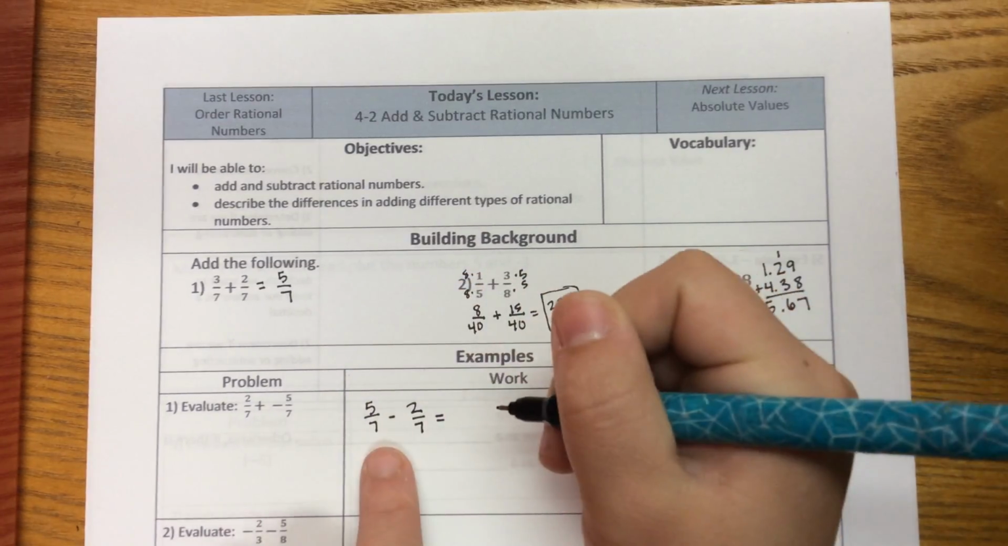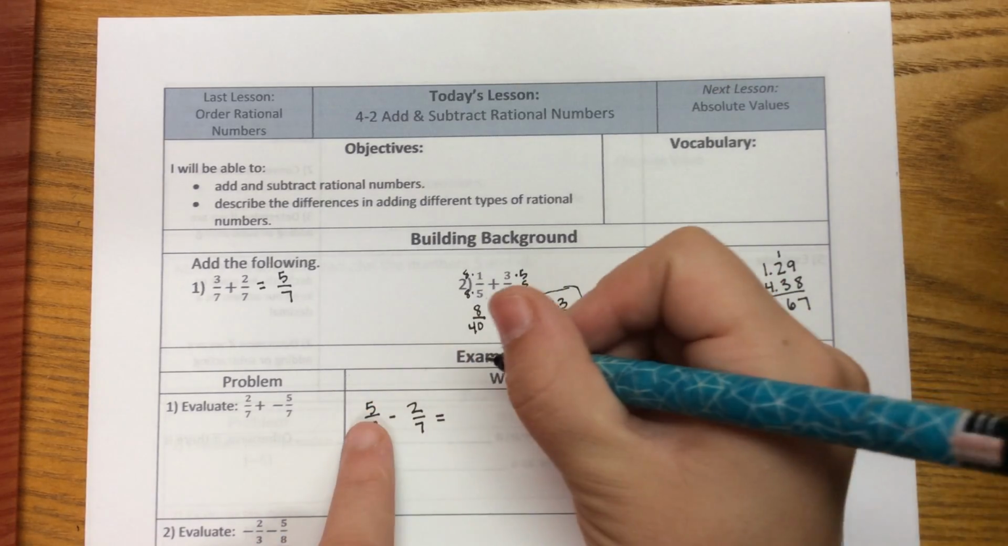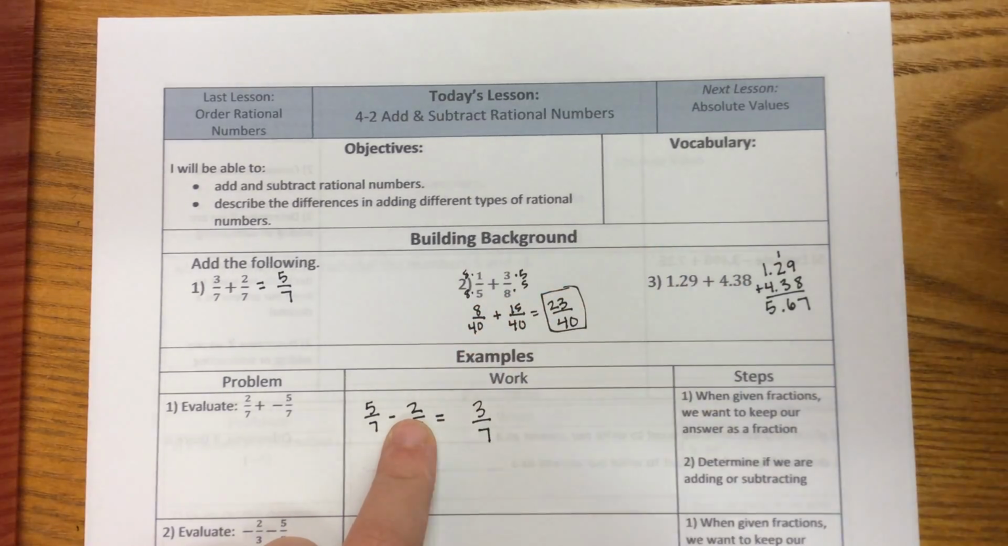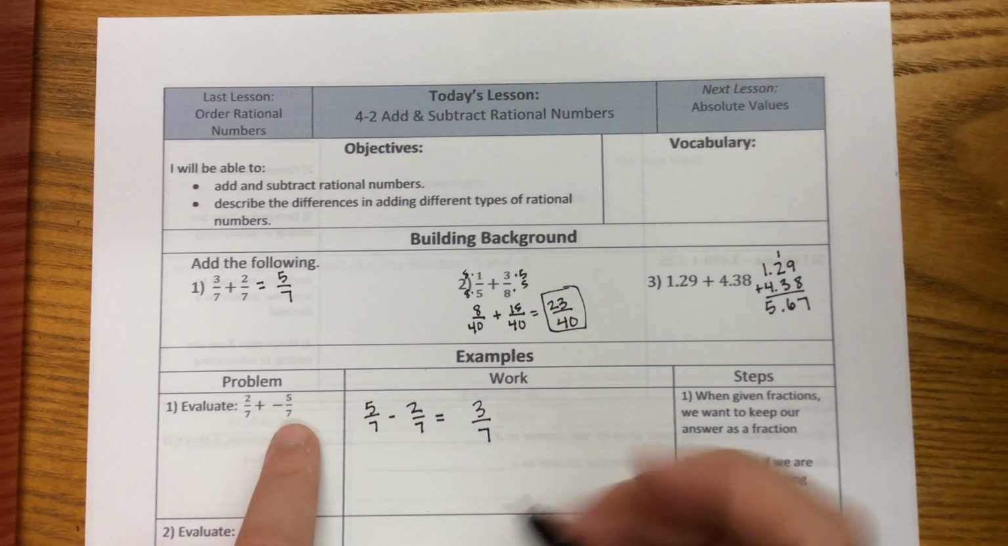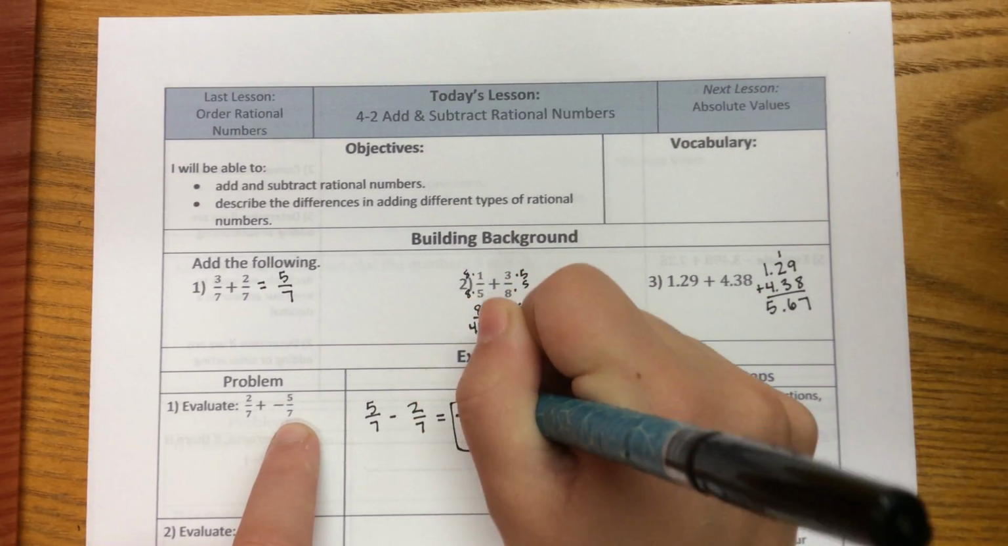And I knew 5 sevenths was bigger because when I look at the numerators, 5 is bigger than 2, and I have the same denominators. So 5 minus 2 is 3 sevenths, and now I think is it positive or negative? So I have a positive 2 sevenths and a negative 5 sevenths, and that 5 was bigger, so it's going to be negative 3 sevenths.